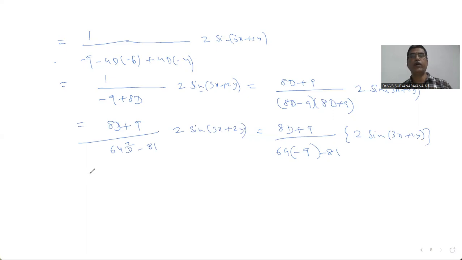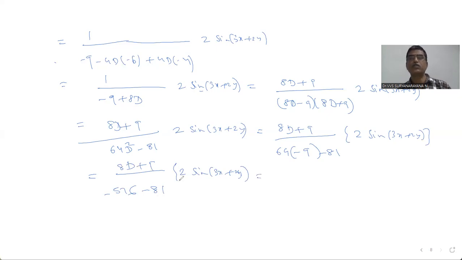Now 64 into minus 9. 64 into 10 means 640. From 640, if we subtract 64, then we will get 576. So 64 into 9 is 576. So 9 into 4, 36; 6, 3, 9, 6, 54, 576. Minus 576 minus 81 of 2 sine 3x plus 2y. And in the numerator we have 8d plus 9, of course.